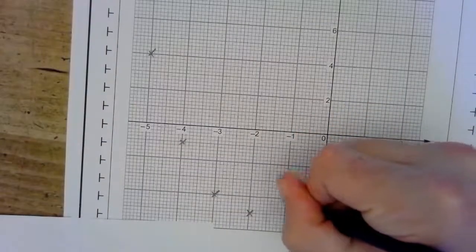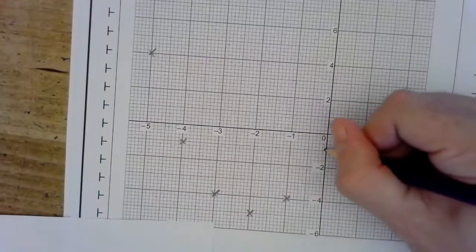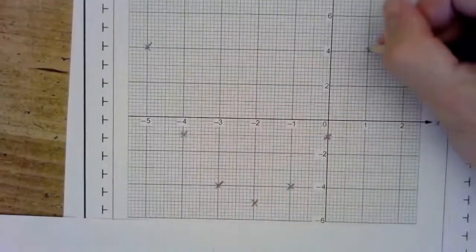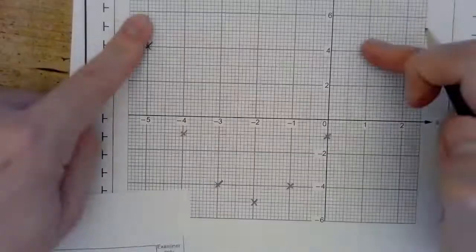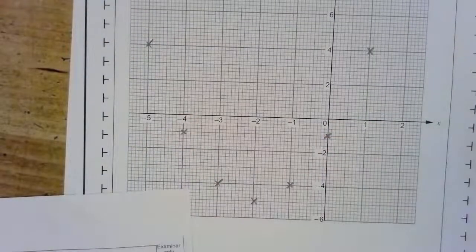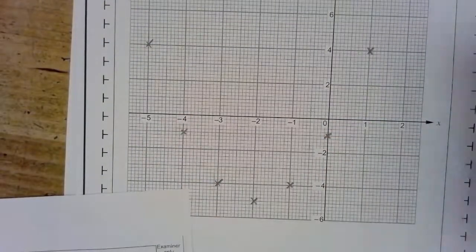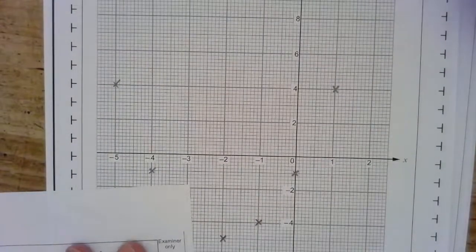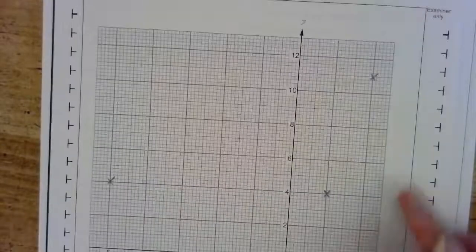Then 0, minus 1. So actually on the axes is where that should go. 1 and 4 should go there. And then you'll notice actually that these are what we call symmetrical. It could be a case that that happens, but it may not necessarily happen. Don't overly worry too much if yours isn't in future questions, but for this one it should be. And then finally, the last point is really up high there.